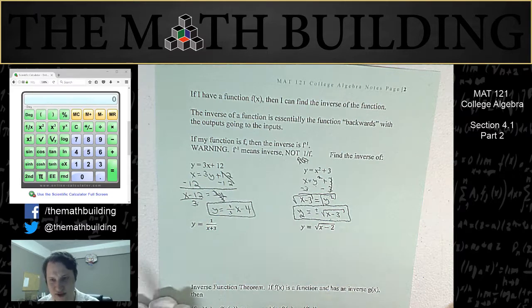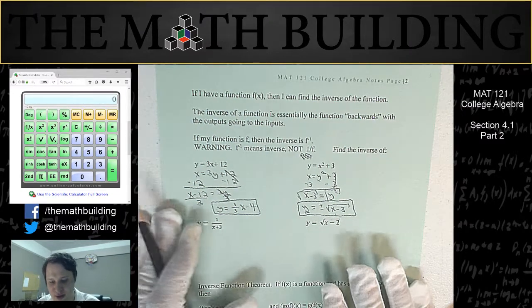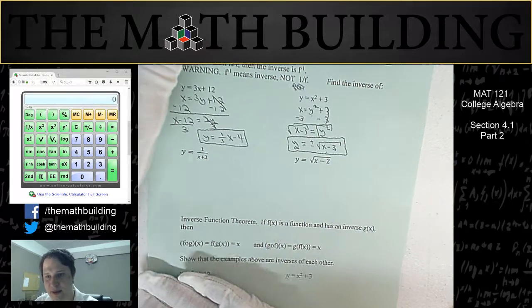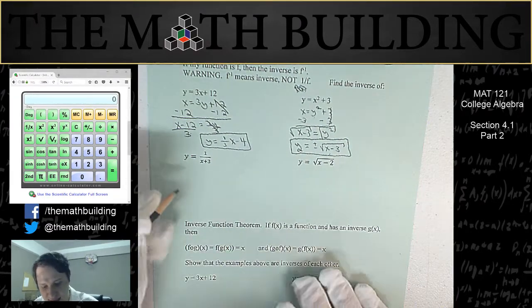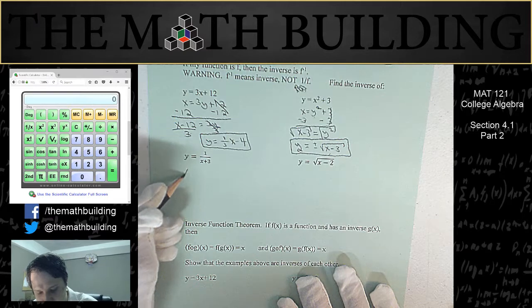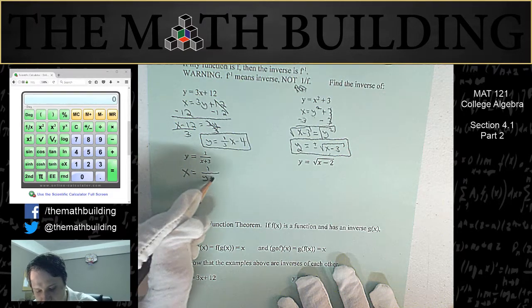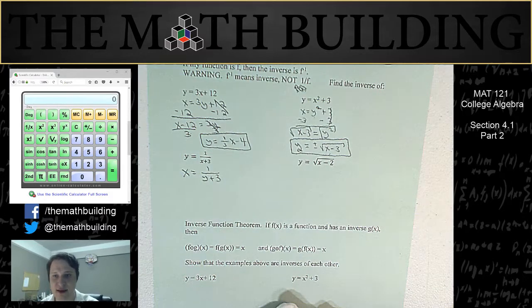Let's do this one. What is the inverse of y equals 1 over x plus 3? So on this one, let me straighten out my paper. Again, the first step is to flip x with y. So x equals 1 over y plus 3, just like that. And now what we need to do is solve for y.